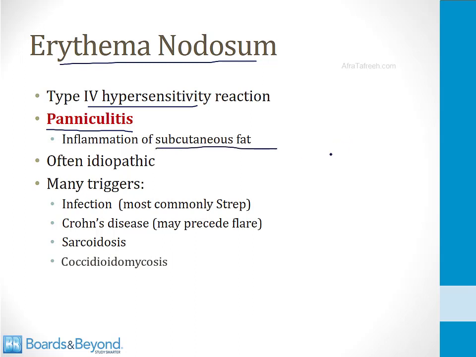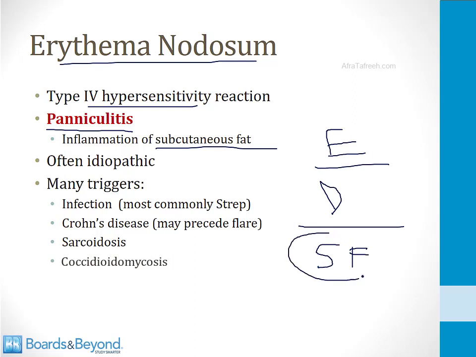So by way of review, the skin has an epidermal layer on top, and then next it's got the dermis, and then below that it's got the subcutaneous fat. And this is the layer that becomes inflamed due to a hypersensitivity reaction in erythema nodosum. Often this disorder is idiopathic, but there are a number of triggers that can potentially lead to this. These are all things that ramp up the immune system, potentially causing a hypersensitivity reaction.